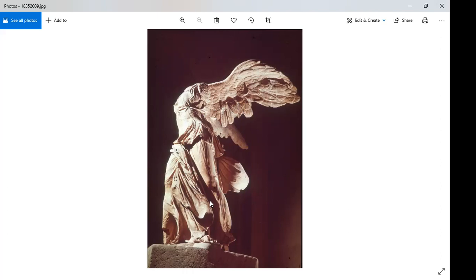Well, the largest mass is her body. Then you could say the wings, and then the base, which is the prow of a boat, but you could just say base, would be the third largest mass. Of course, here we have lots of carved line. It creates similar texture on her robes and on the feathers.